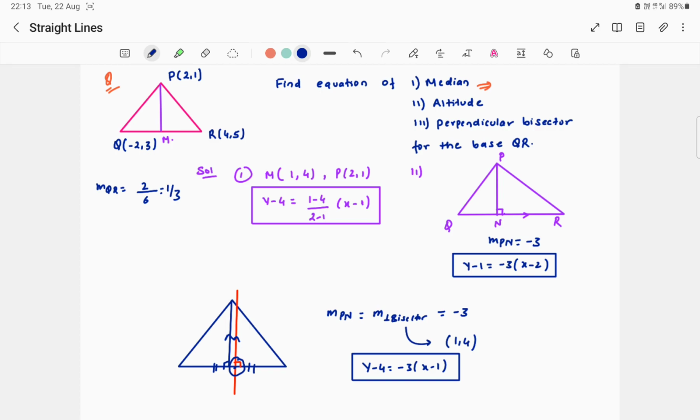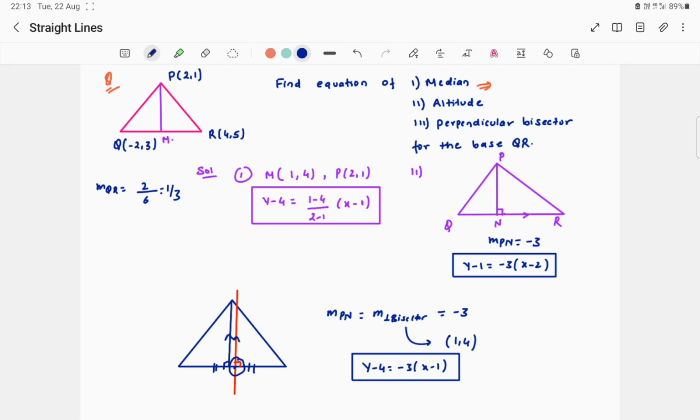Third part is the perpendicular bisector. So the perpendicular bisector is a line which is perpendicular as well as a bisector. So either you can use the fact that the perpendicular bisector will be perpendicular to the base, isn't it? So m1 m2 equal to minus 1. But why do it unnecessarily when we already have the slope of the altitude? Because the altitude and the perpendicular bisector will be parallel, because they are perpendicular to the same line.